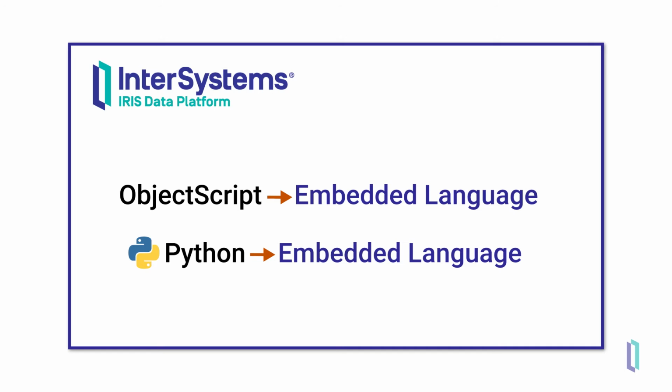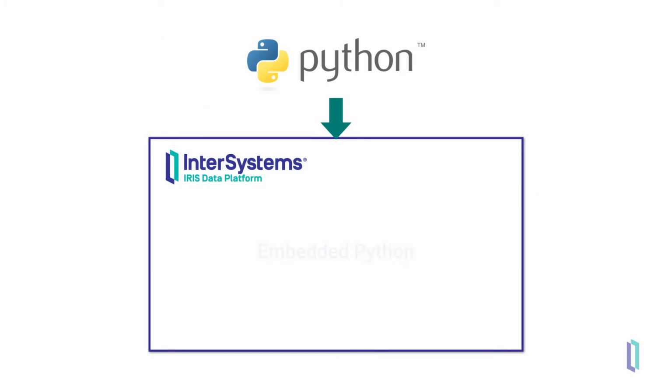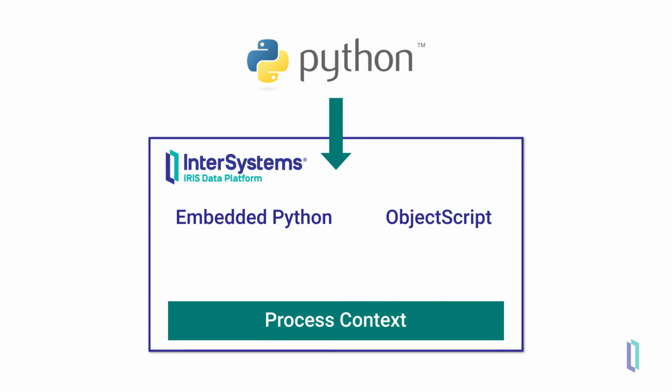With Embedded Python, the same capabilities of ObjectScript are now available to Python developers, even those without previous ObjectScript experience. Embedded Python is an extension of the Python programming language that allows for execution of Python code inside the InterSystems IRIS process context. Because Embedded Python shares the same process context as ObjectScript, it can interact natively with objects written in ObjectScript. The reverse is also true. ObjectScript code can interact natively with Python modules and libraries.